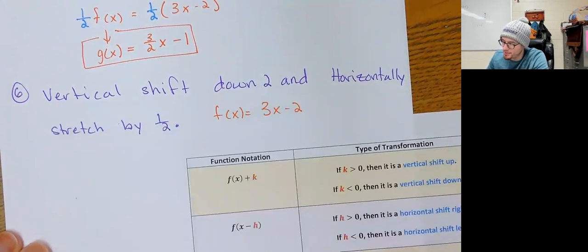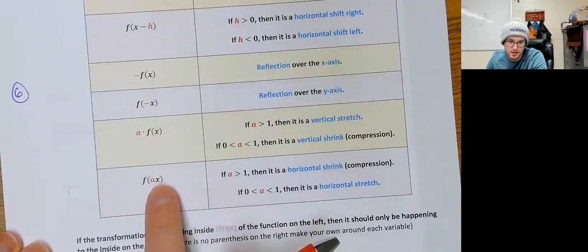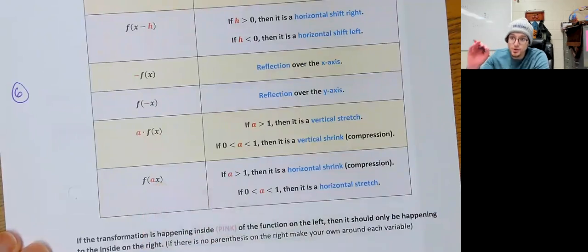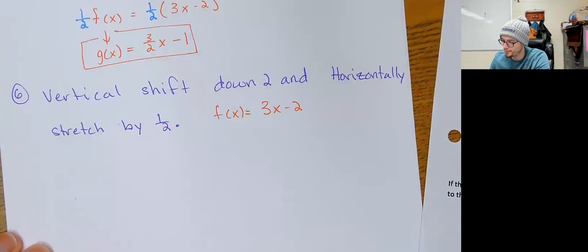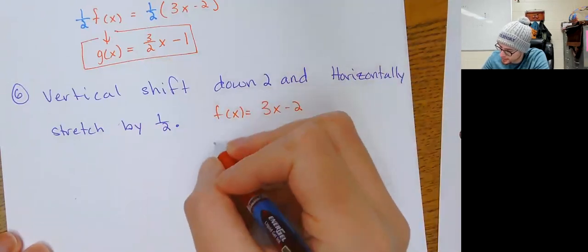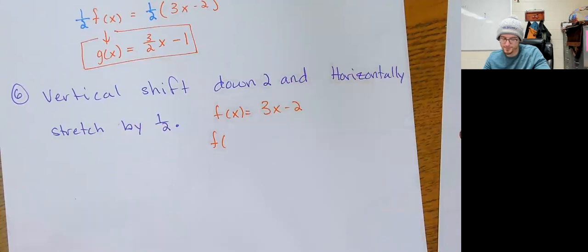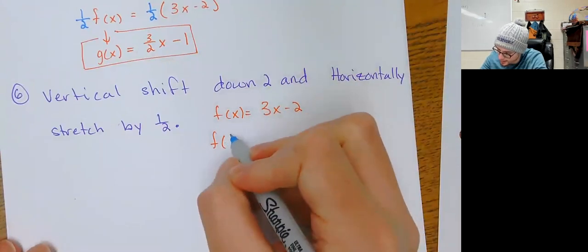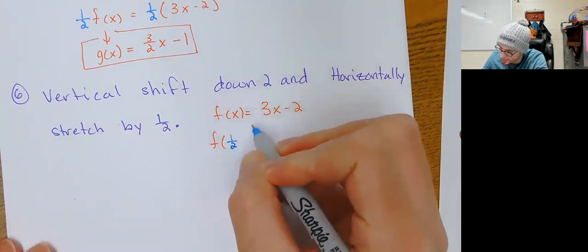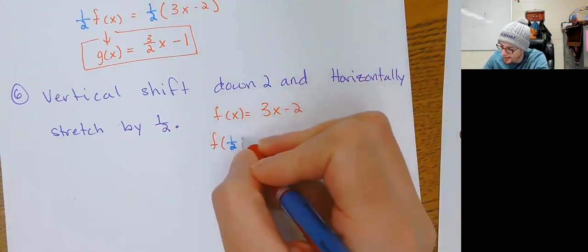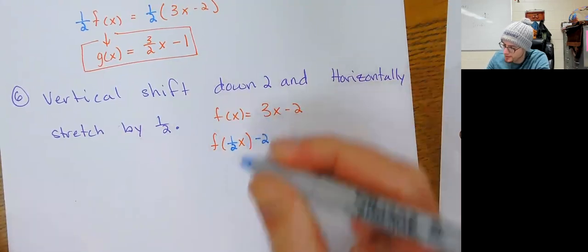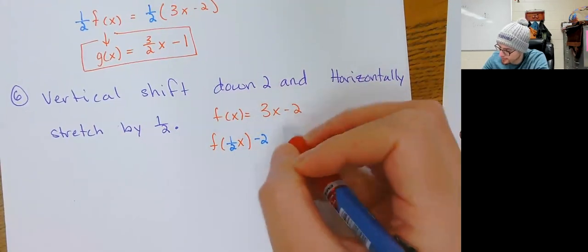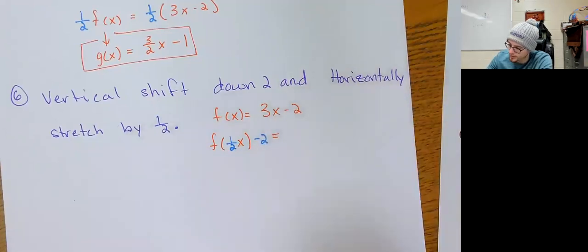And a horizontal stretch by 1/2. Horizontal is on the inside, so we're gonna multiply on the inside to the variable, specifically to the variable, only the x, by 1/2. Okay, so let's write this out. So we're going to have f, and we're multiplying just the variable, just the input, x, by 1/2. And then we are subtracting 2 off of the entire function. So what does this look like?